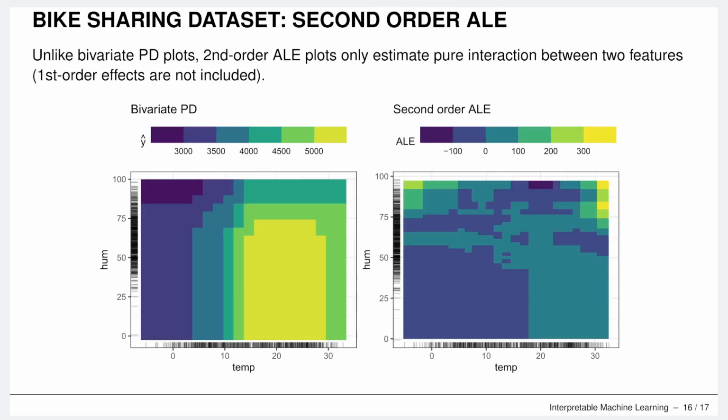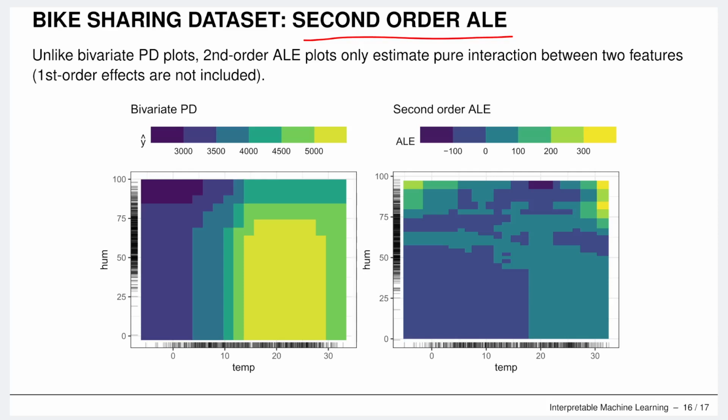Second order AL plots exist as well. On the left hand side, we see the bivariate partial dependence plot. On the right hand side, the second order AL. There's a difference here. While for the two-dimensional partial dependence plot, the main effects are also included, this is not true for the second order AL plot. This is a nice property of AL plots because we directly understand where interactions are present and where not.